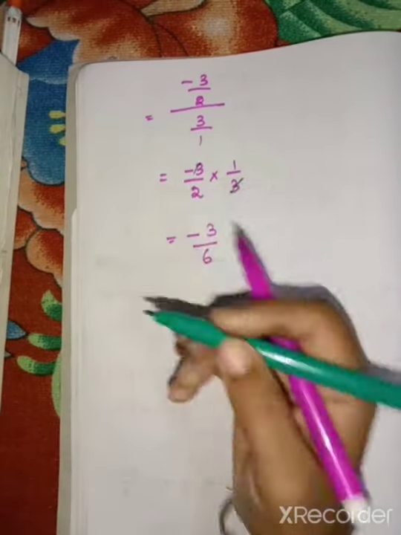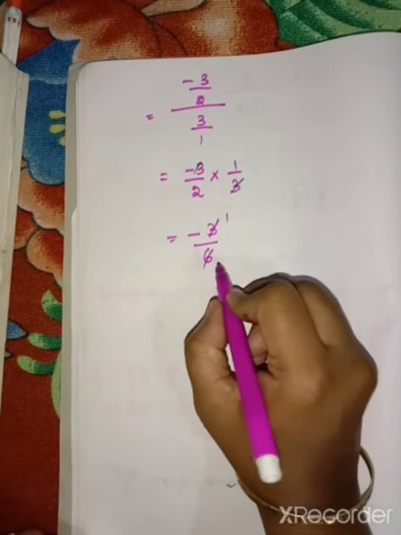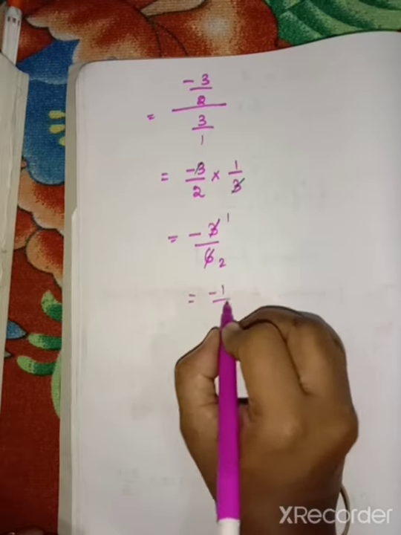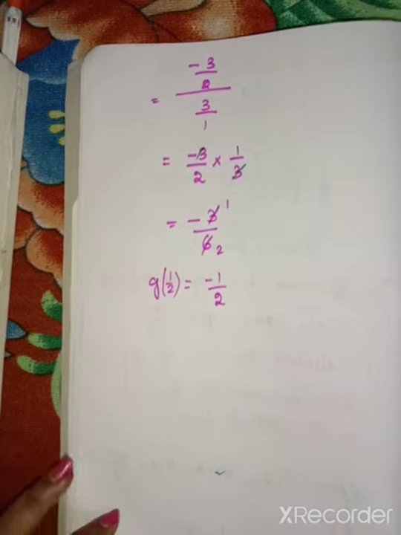If it is cancel, you can write it as it is, straight away. Here we can use the table. 1 3s are 3, 2 3s are 6. So minus 1 by 2. So g of 1 by 2 value is minus 1 by 2.